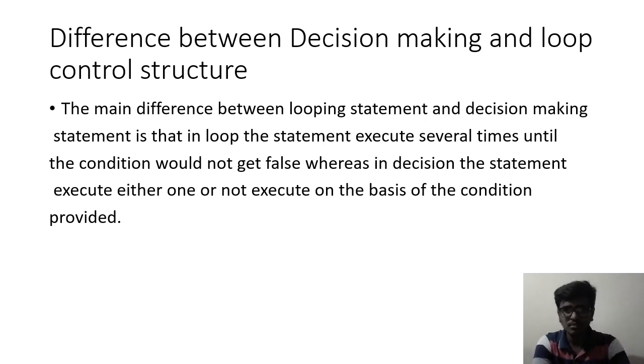The difference between decision making and loop control structure: the main difference between the loop statement and the decision making statement is that in a loop, the statement executes several times until the condition gets false, whereas in decision making, the statement executes either once or not at all, on the basis of the condition provided. So in a loop statement, it executes the statement as long as the condition is true.